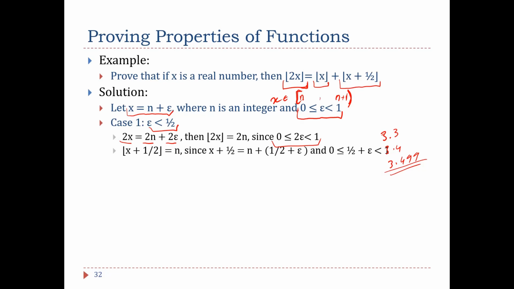If you look at x plus half, the floor of it would be equal to n, because it's equal to n plus half plus epsilon, and half plus epsilon is still something less than 1, because epsilon is strictly less than half.